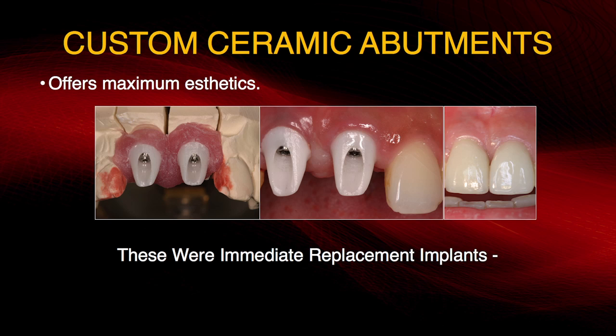The implant restoration, you can see that custom zirconia abutments were made by this laboratory, delivering also the 2 bruxer crowns on 8 and 9. And we have a patient that's very happy with a very nice result. You can see how nice the papilla is formed. So these were immediate replacement implants.